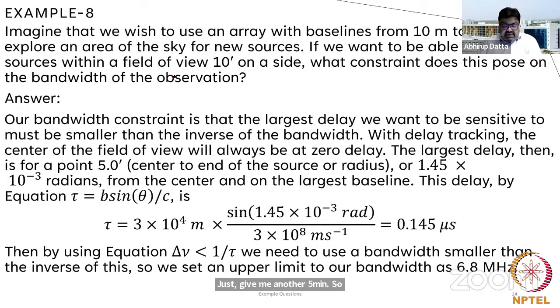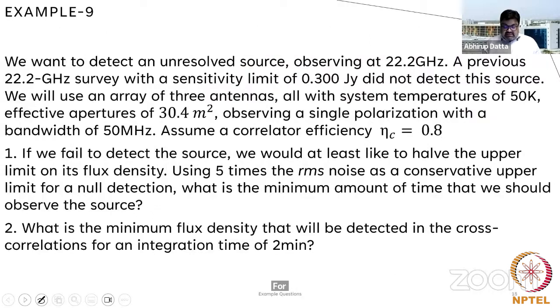So next example, we have imagined that we wish to use an array with baselines from 10 meters to 30 meters to explore an area of the sky for new sources. If we want to be able to detect sources within a field of view of 10 arc-minutes on a side, what constraint does this pose on the bandwidth of the observation? I would say watch the detailed video, which will be coming up tomorrow for this. You can get anything. This will also be uploaded there.